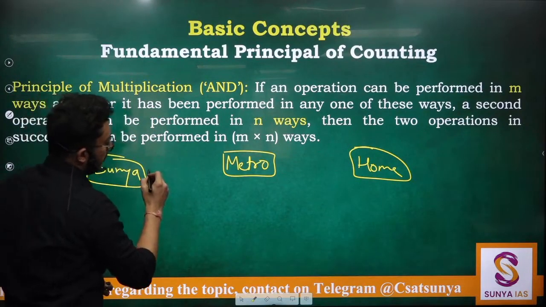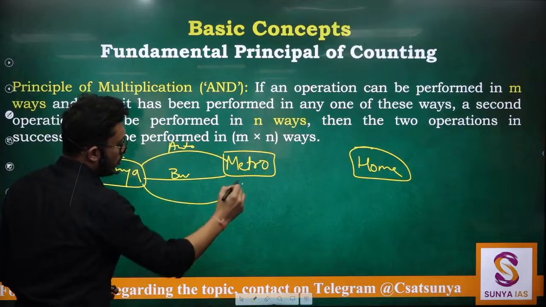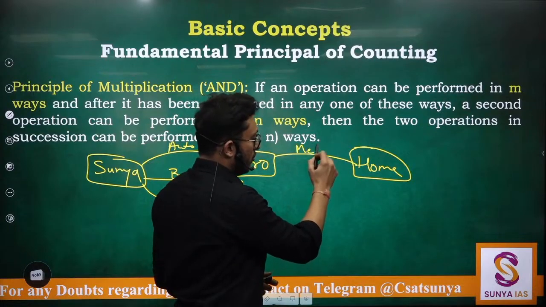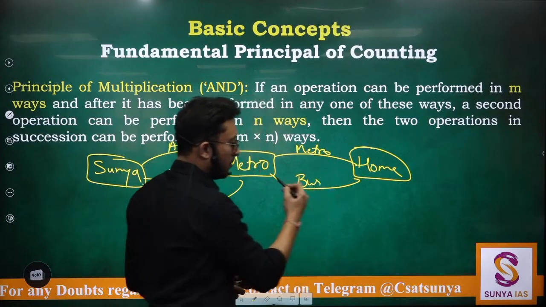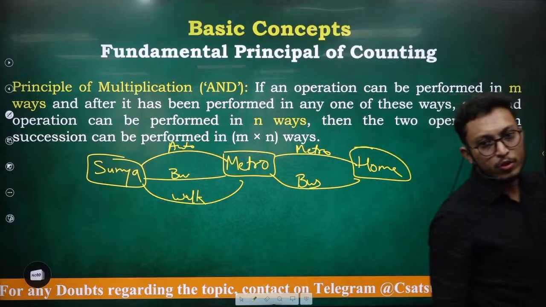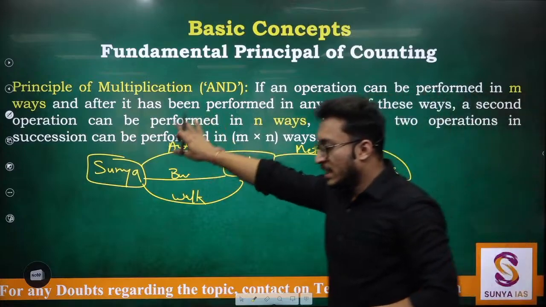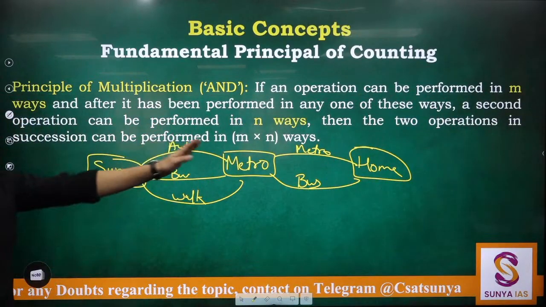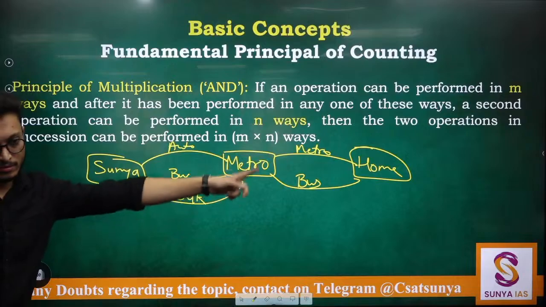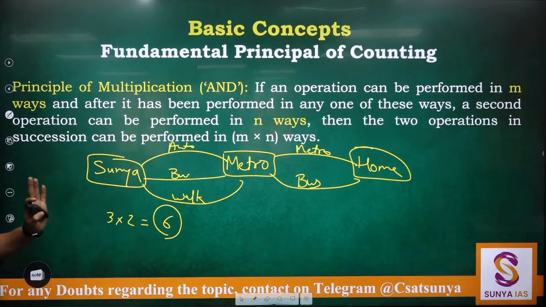So from Shunya, let's say you have the option of taking an auto or the bus, or you can go by walking. From the metro, if you want to reach home, let's say you are taking either the metro or the bus. Now tell me how many different ways are there for you to reach from Shunya to your home, given the condition that you are supposed to go to the metro. Let's say I took an auto here, then I have 2 options. Let's say I took a bus here, I have 2 options. Then again 2. So in total 3 cross 2, that is 6 options. Easy, basic.